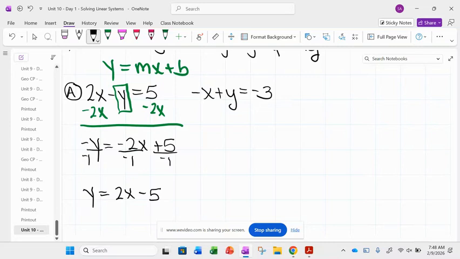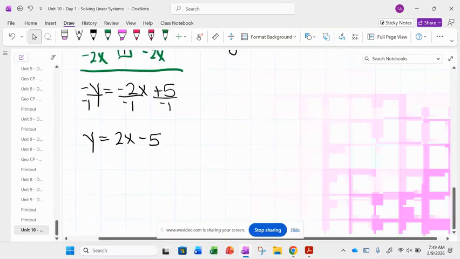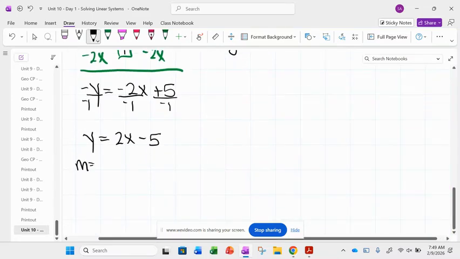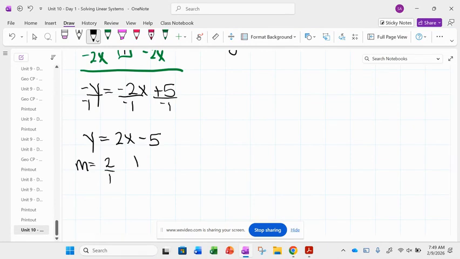And when it comes to graphing and we put it in slope-intercept form, we make it look like y equals mx plus b. There's 2 important parts here. Our m, which is our slope, and I always write that as a fraction, so that's 2 over 1. And my b, which is the y-intercept, that's negative 5.